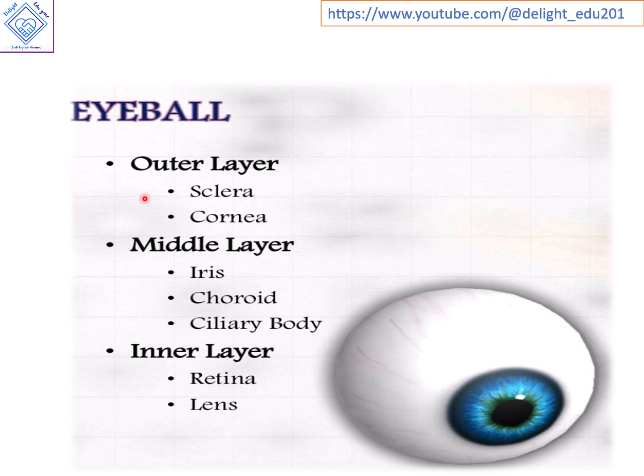The eyeball has an outer layer, which is the sclera and cornea; a middle layer, which is the iris, choroid and ciliary body; and an inner layer, which is the retina and lens.